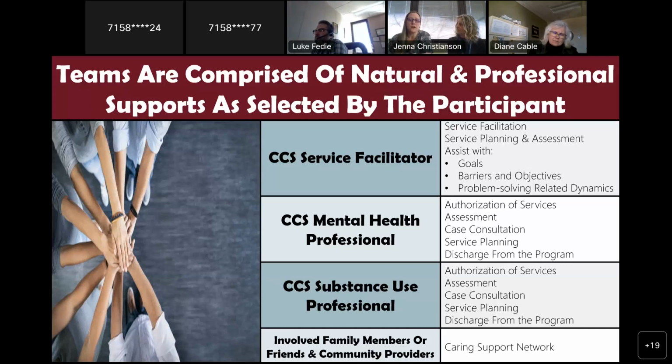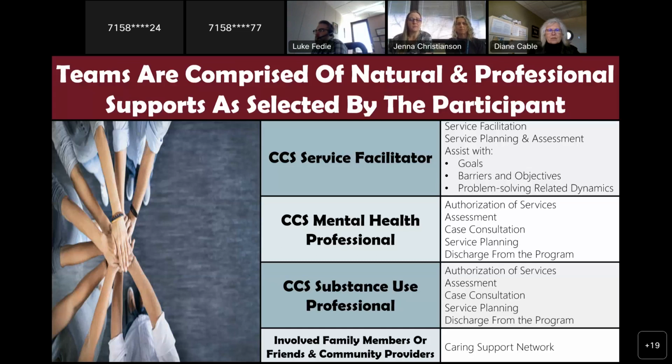Then they also would get assigned a CCS mental health professional who typically has a therapy background and really provides that clinical oversight of what they're needing. They authorize services, do case consultation with the facilitator, and help a lot with service planning and figuring out what services are going to be the best fit for the participant. Obviously, the participant is kind of leading the bus on that, but they're really providing that clinical oversight of what might be helpful. And then they also assist with helping the participant graduate or discharge from the program.